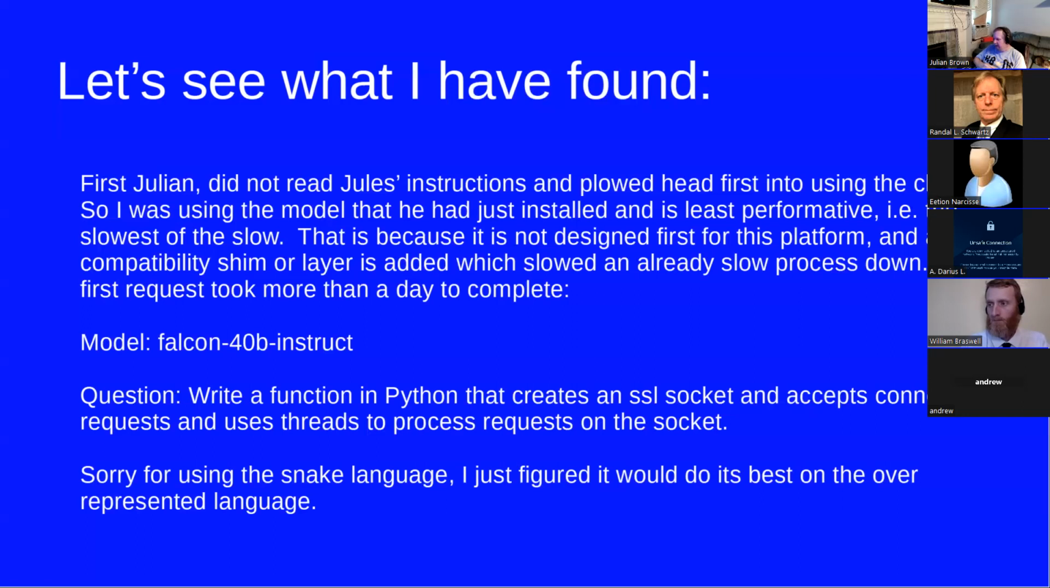But here's the question I asked it here. It says, write a function in Python that creates an SSL socket, accepts connection requests, and uses threads to process requests on the socket. And as I was telling you earlier, I'm using the snake language because this was my first attempt at it, and I just assumed that the snake language would be overrepresented. So let's go take a look at the results on that first run.